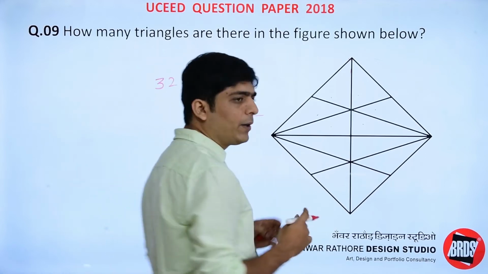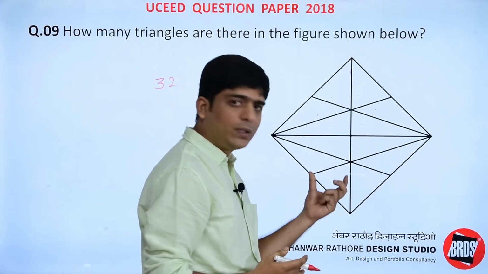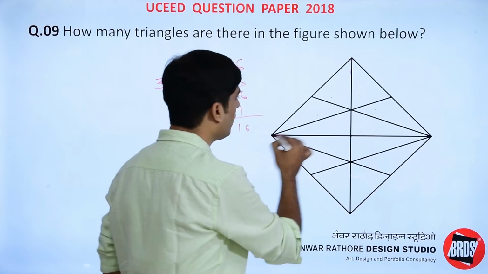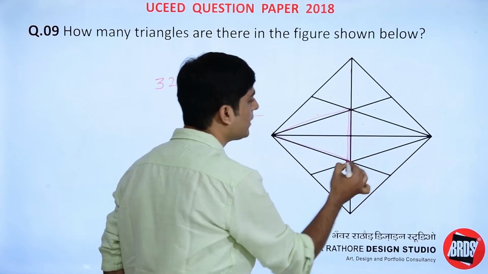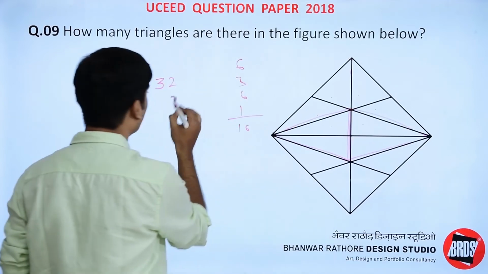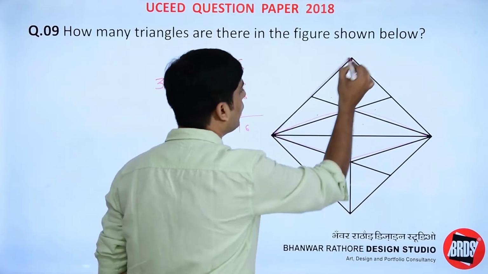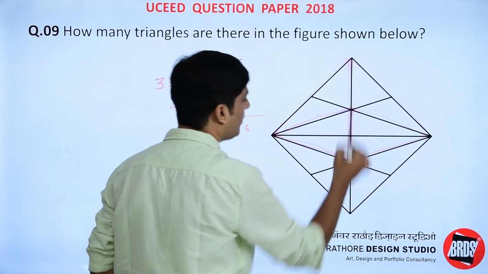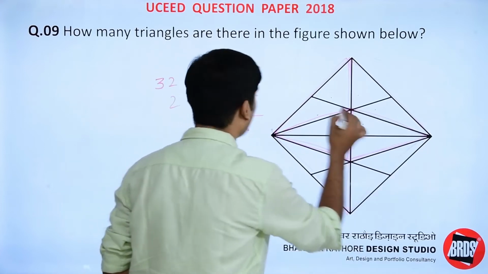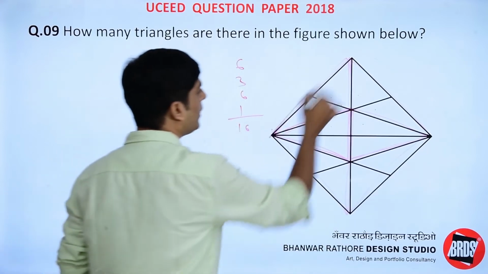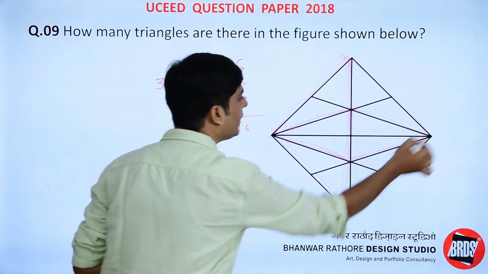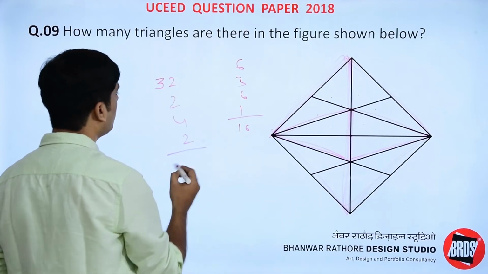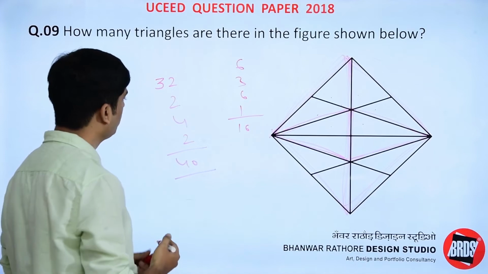Now we will try to get the triangles that are a combination of these two bigger triangles. One triangle, again similar. So we will consider two more triangles. Now one triangle, similar way, two triangles, similar way, 3, similar way, 4. And the bigger whole would be 1 and this would be 2. So together how much? 40 triangles would be your answer.